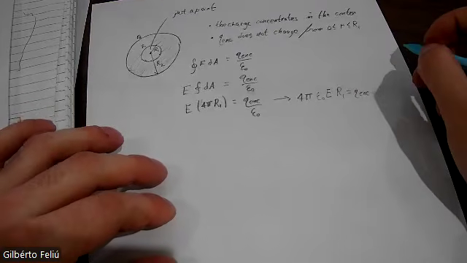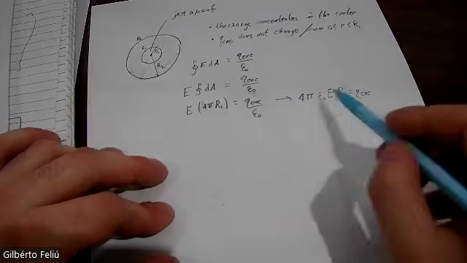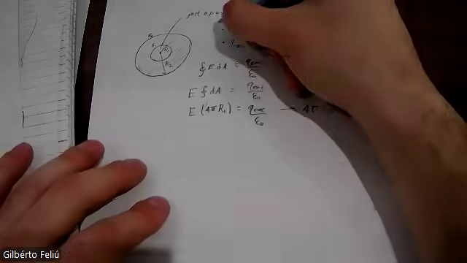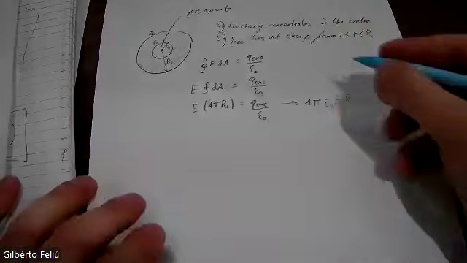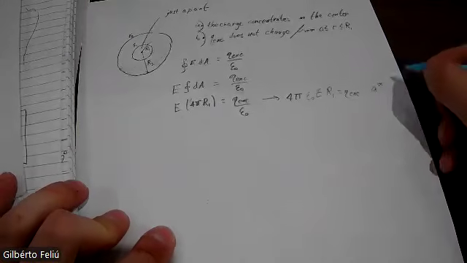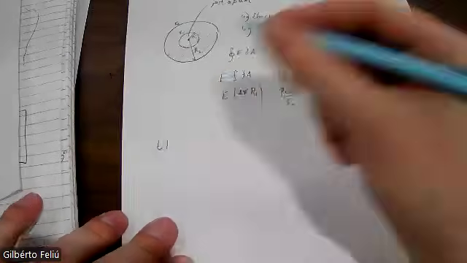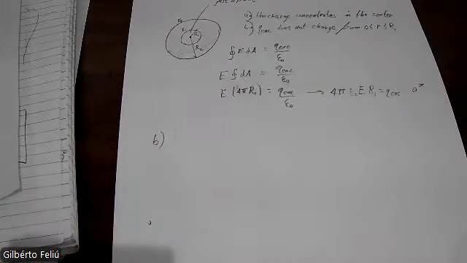Let me make sure I'm not missing anything. 4 pi epsilon E. Yeah. So let's say this is A, this is B. That's A, right? So for B, the B that I put here.